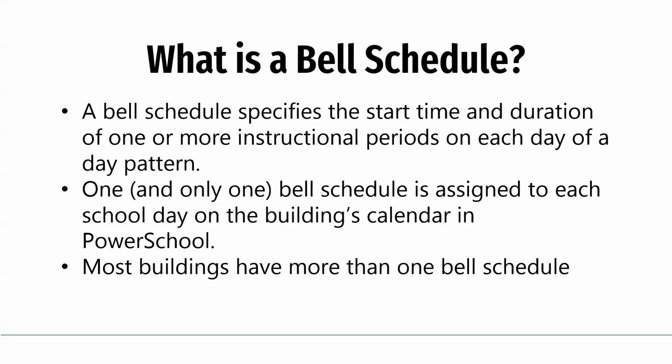Some buildings might be, for example, operating on a rotating day pattern. So perhaps their students go to different classes on different days of the week. That school might have a few different bell schedules that they use regularly, so their calendar shows that accordingly. While other schools might have students go to the same classes each day of the week, and so they have a regular or typical bell schedule that is used on most days on the calendar.